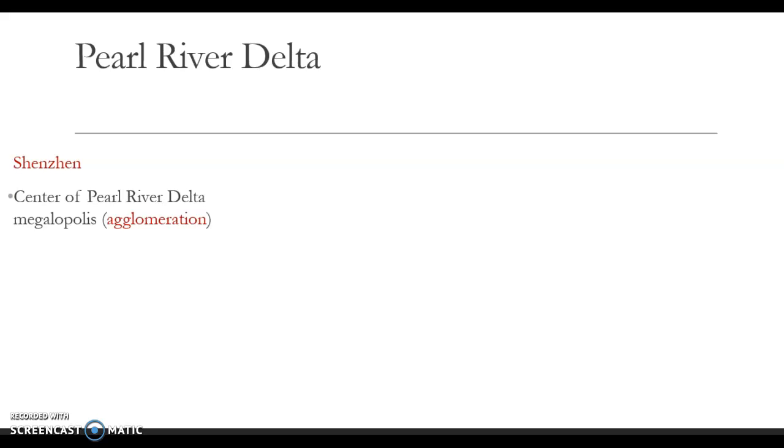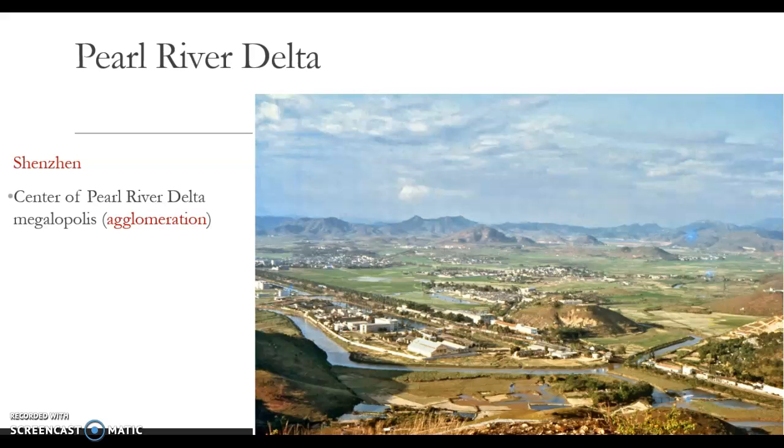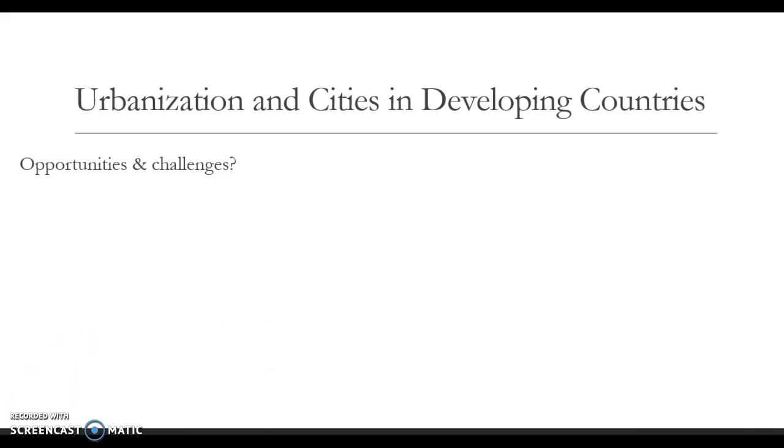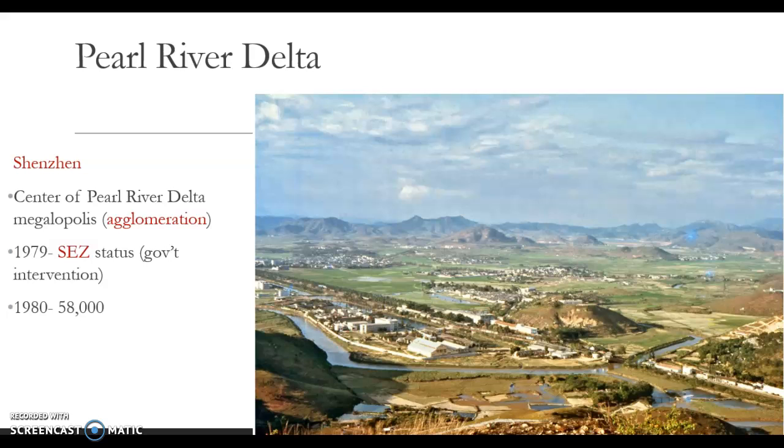Well, in the Pearl River Delta, we have a similar situation. The image on your screen is Shenzhen in the 1970s. This is a relatively rural area, a small town, a place for trade of agricultural goods. In 1979, China designated this area as a special economic zone, an SEZ. This is an example of government intervention promoting the rapid growth in our developing countries. The special economic zone opened up low-cost Chinese labor to produce for the global markets. In 1980, a year after this status was set forth, we had 58,000 people.